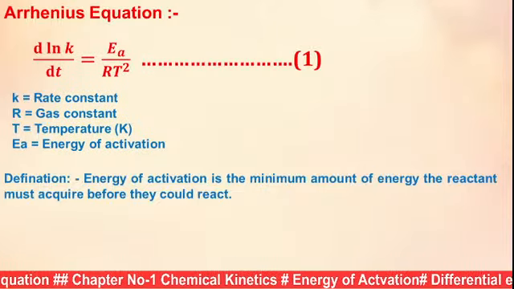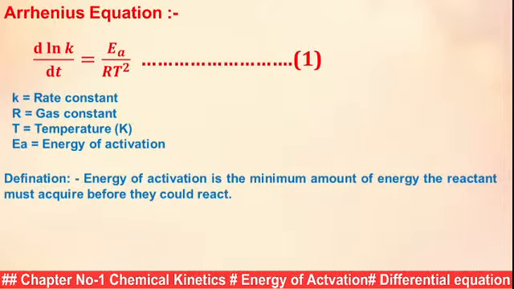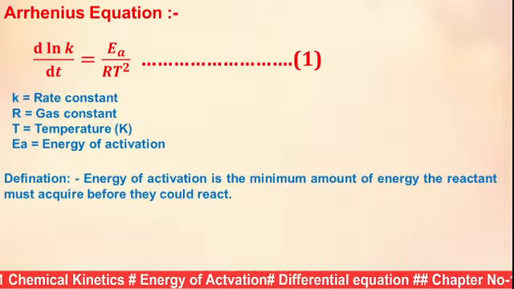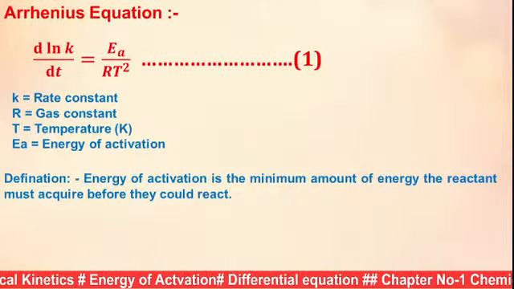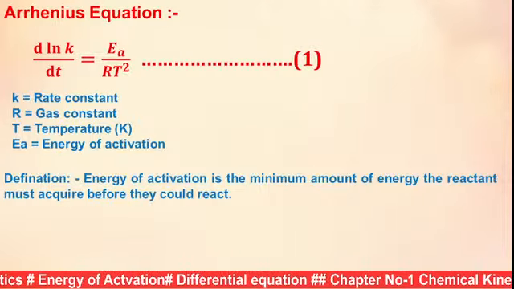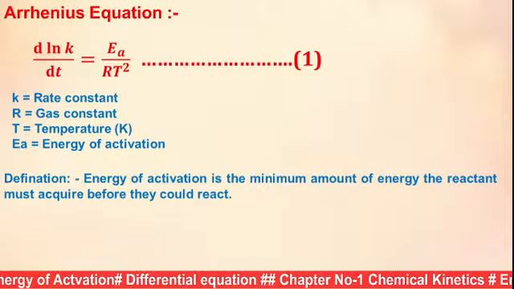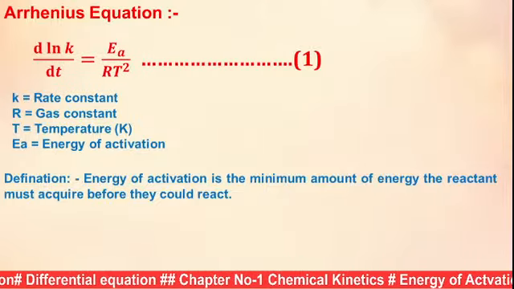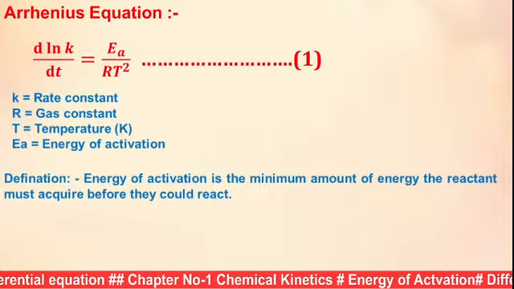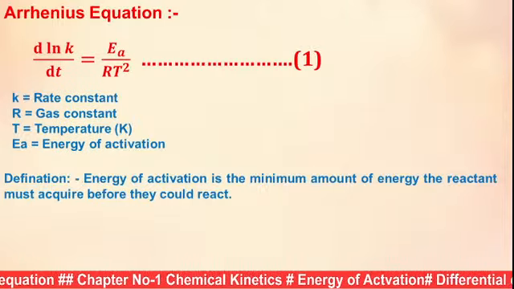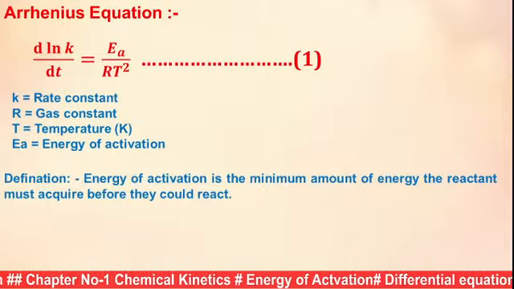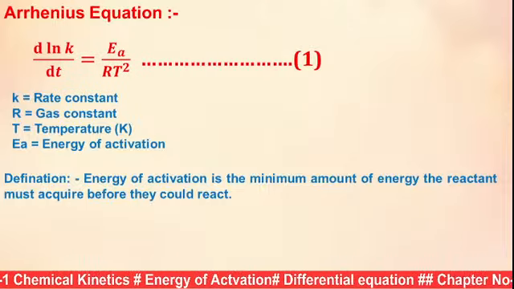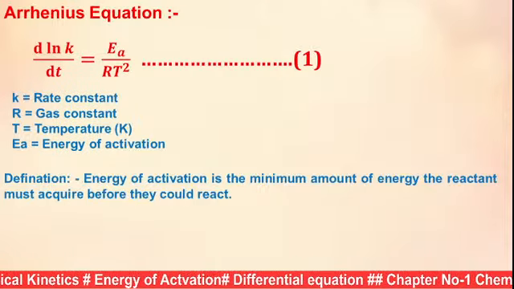Now according to van't Hoff's rule, let us discuss what van't Hoff's rule is. This equation is called van't Hoff's rule, where k is the rate constant and T is temperature in Kelvin. Here also k is the rate constant, and this is van't Hoff's isochore. Here n may be positive, negative, or fractional, depending upon the nature of the reaction.